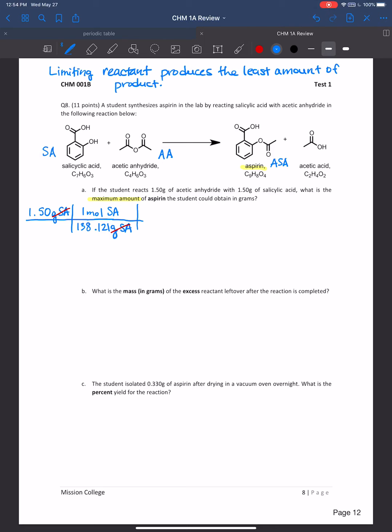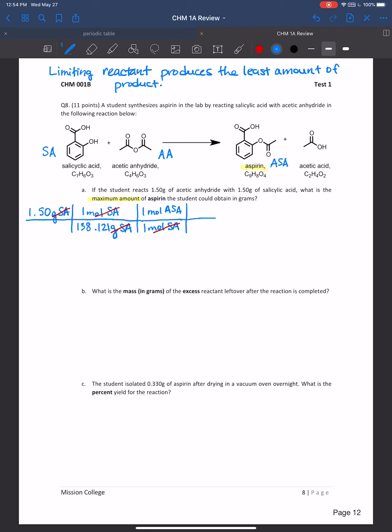But remember, we're trying to figure out how much of the aspirin is theoretically produced. And so you always need to do a mole-to-mole ratio. Now, in this specific chemical reaction, everything is 1:1. And so moles of salicylic acid cancel out. And now I'm in moles of aspirin. You never want to skip that step because not all chemical reactions are 1:1. So you want to make sure you always remember to do the mole-to-mole ratio.